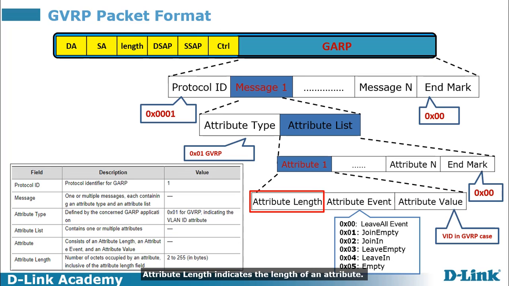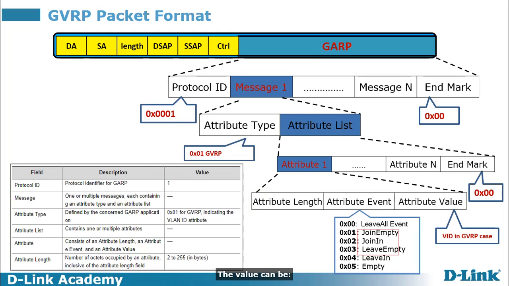Attribute length indicates the length of an attribute. The value ranges from 2 to 255 in bytes. Attribute event indicates the event, and the value can be leave all event, join empty event, join in event, leave empty event, leave in event, and empty event. Attribute value indicates the value of an attribute.